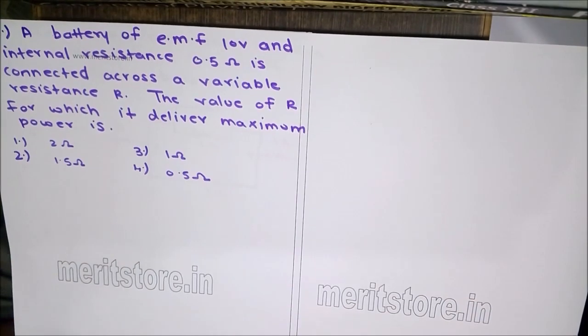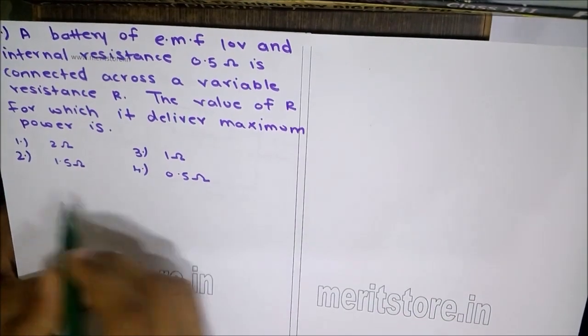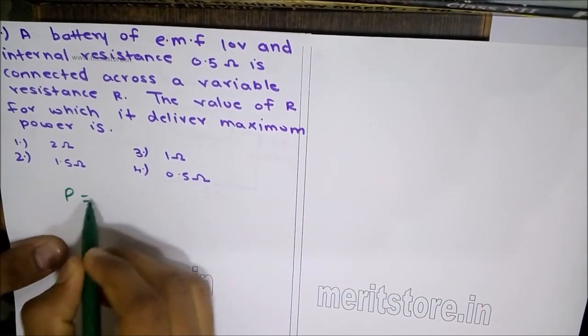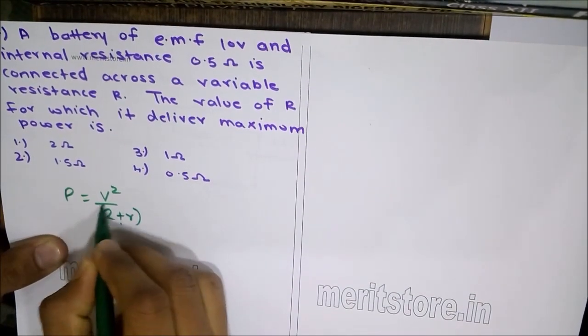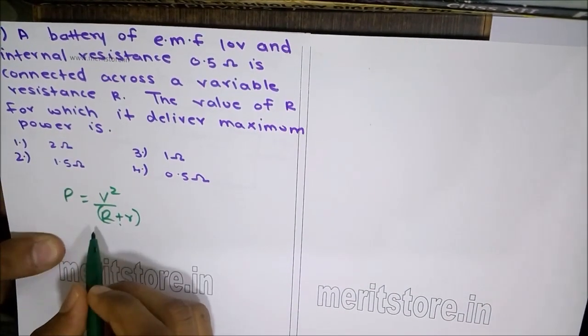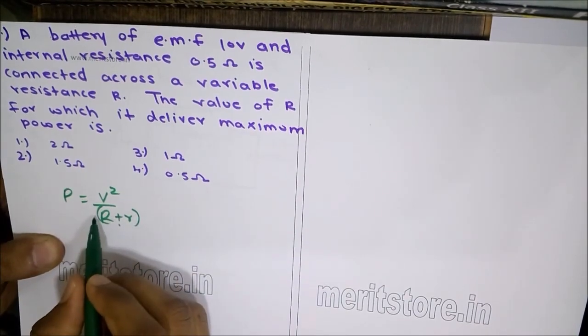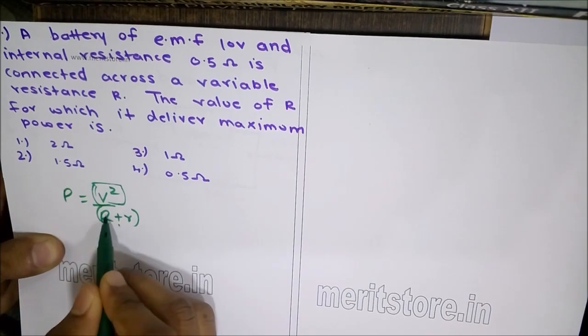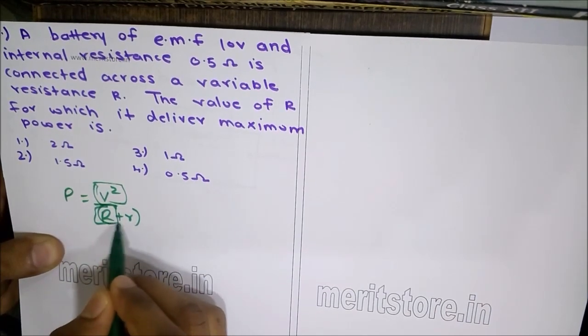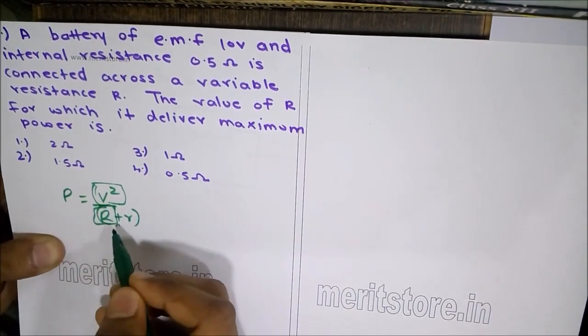A battery of EMF 10 volts and internal resistance of 0.5 ohms is connected across a variable resistance R. The value of R for which it delivers maximum power is, the formula for power is V square upon R plus the internal resistance r of the circuit. What we need to understand is that since the value of EMF isn't changing, there is an external resistance R which is in our control.